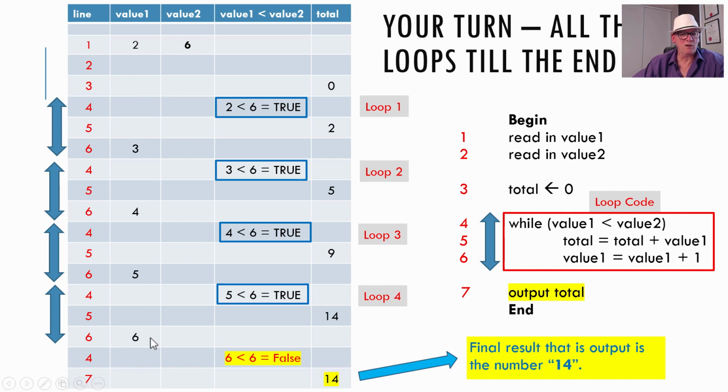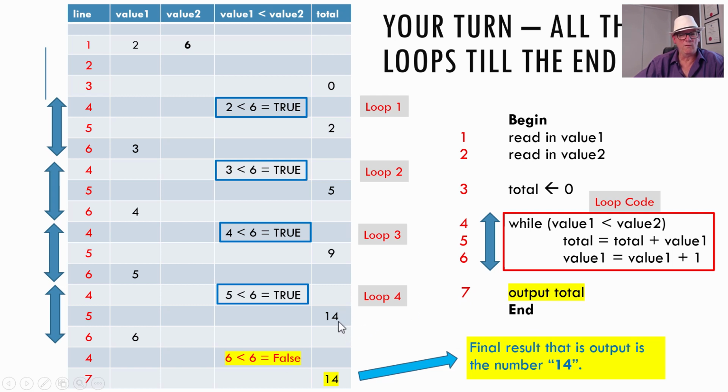Well, value 1's now got itself all the way up to 6. And value 2 has just been hanging around the whole time being 6. It never changed from its start value. So 6 is not less than 6. They're actually equal to each other, so it's false, which means, yay, we can finally finish all the loop repeats and just jump down to line 7, which says output the total.